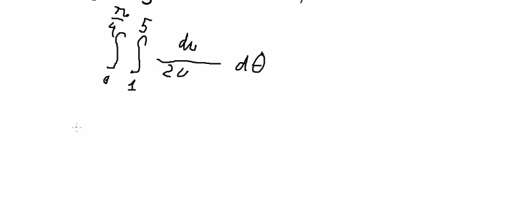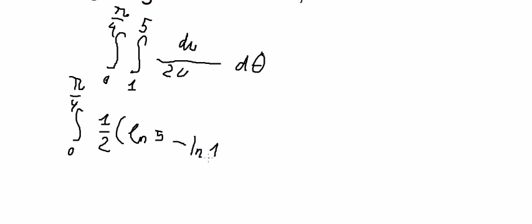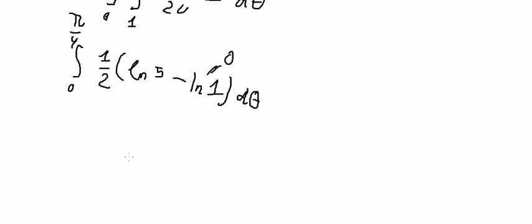So this one we get 1 over 2 multiplied by ln 5 minus ln 1. Ln 1 is 0, so we just have 1 over 2 ln 5, and now we can get the final answer.